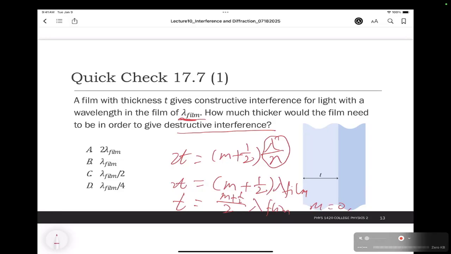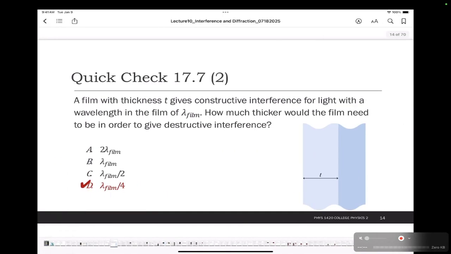m equals 0, 1, and so on. So if it is 0, it will be 1 divided by 4. If it is 1, it will be 3 divided by 4. If it is 2, it will be 5 divided by 4. Does it make sense to you? So which one is right? Only this one is right. And the t should be a quarter, 3/4, 5/4, like that. Does it make sense to you? Okay, let's continue. The answer is D.